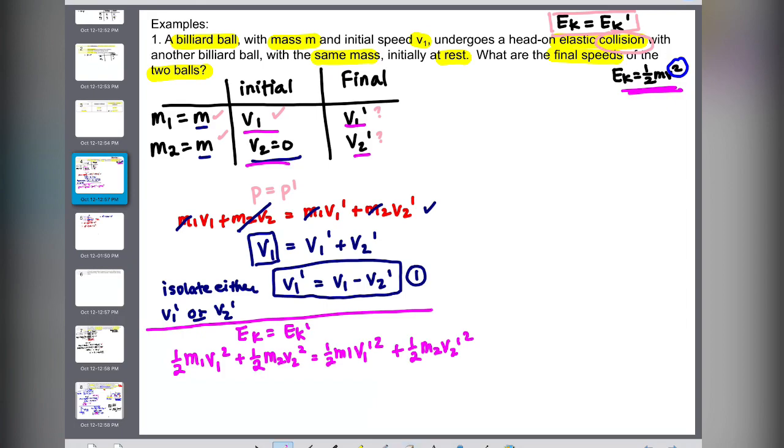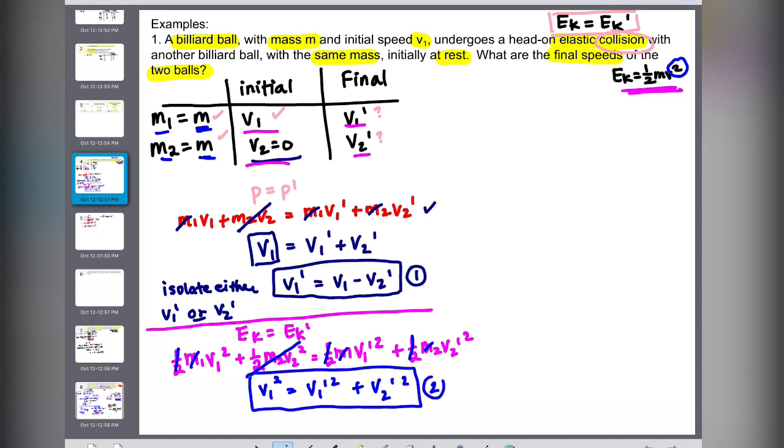Now I can start canceling again. V2 is 0, this term is gone. I have halves in everything, all the halves can go. The masses are the same because m1 and m2 are both m, so I can take out all the mass only if they're in the same term. So at this point, I have v1 squared equals v1 prime squared, adding v2 prime squared. This is my equation 2. So the next thing we're going to do is sub number 1 into number 2.